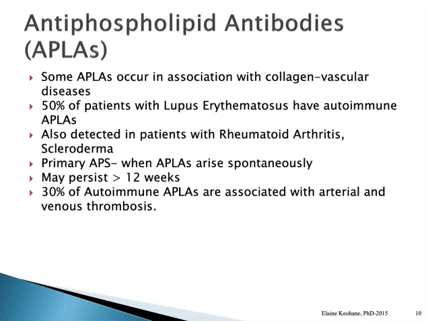Antiphospholipid antibodies that are more of an autoimmune response can be found with patients that have rheumatoid arthritis or scleroderma, and also in primary antiphospholipid syndrome. So when a patient has primary antiphospholipid syndrome, antiphospholipid antibodies can arise spontaneously. These types of antibodies, associated with autoimmune diseases, can persist for longer than 12 weeks, and about 30% of autoimmune antiphospholipid antibodies are associated with arterial and venous thrombosis.